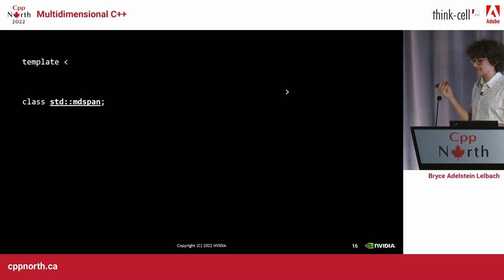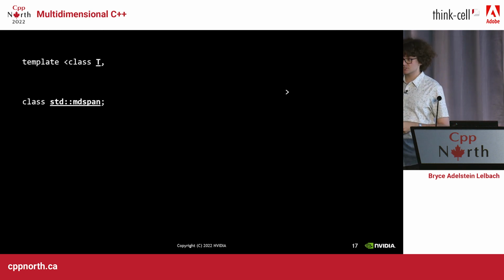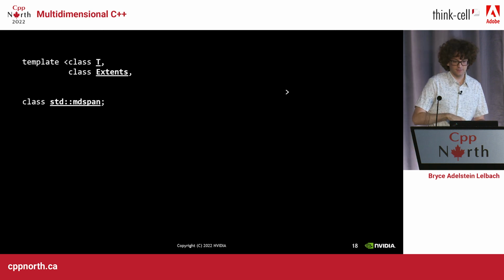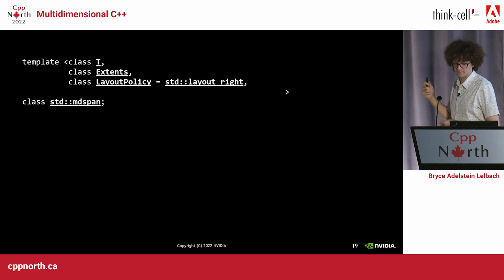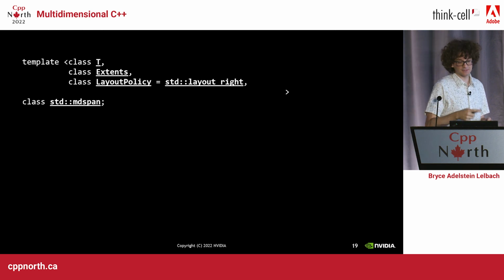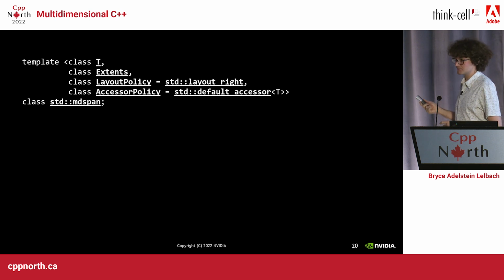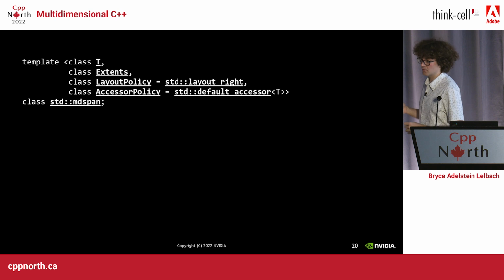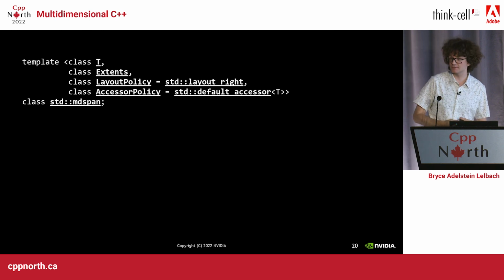So mdspan itself has 4 template parameters, 2 of which are optional. So the first is just the element type. The second is the extents object, and this has to be a specialization of the extents class template. The third is a layout, and the default is layout_right. And we're going to discuss layouts a bit more in a few minutes. So the final parameter is an accessor, which performs element access, and the default one just does a regular C++ pointer dereference.